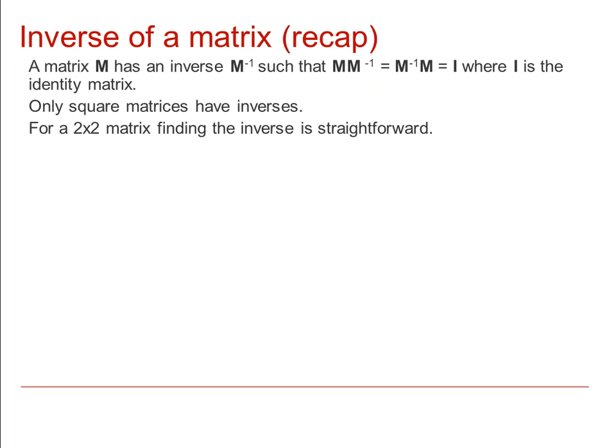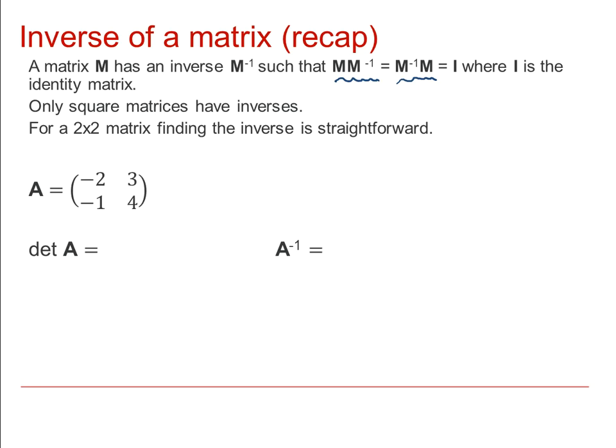In previous videos, the idea of an inverse has already been met. So remember that for a matrix M, its inverse is such that M inverse M, or M M inverse, multiplied together give us I, the identity matrix. And we've seen also that for 2 by 2 matrices this is quite a straightforward process.